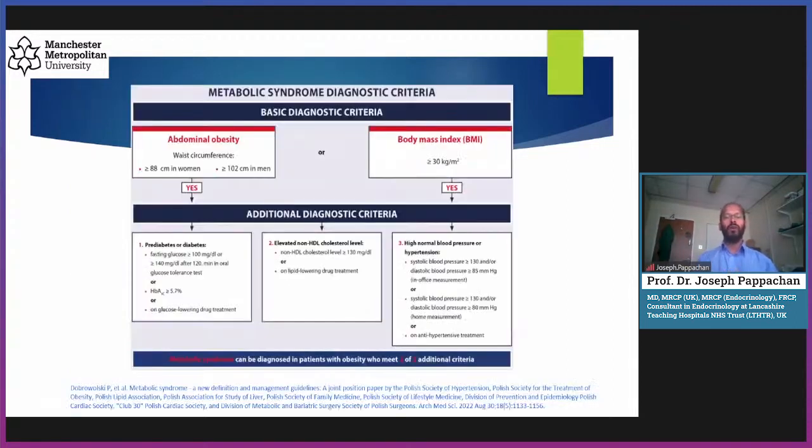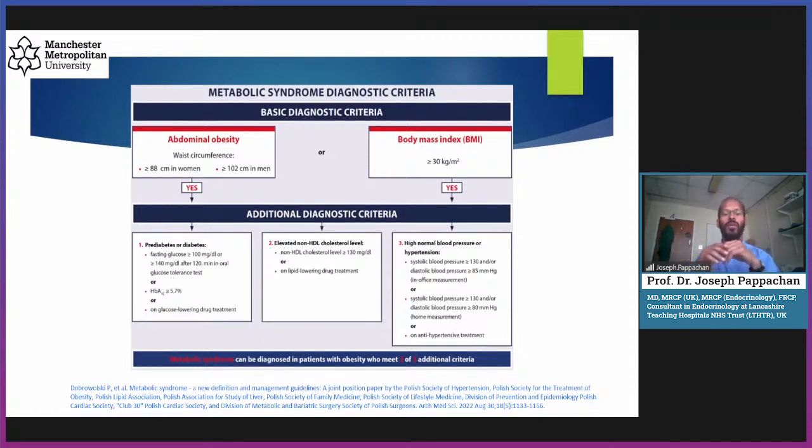Definition-wise, if you look at obesity, the obesity cutoff by body mass index is very different in the Indian and Asian subcontinent. In the Indian subcontinent, anybody with a body mass index of more than 25 is considered obese, whereas in the Western world, more than 30 is the cutoff. So it's always better to take abdominal adiposity as the important risk for metabolic syndrome.